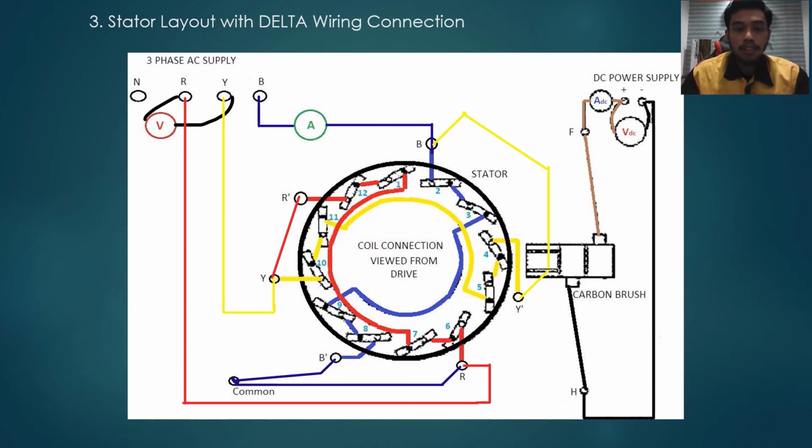For the blue phase, it will be connected in series with the ammeter, and from there you connect it to the input B phase here, and then to the two poles, which are 2 and 3. From the output of pole 3 it will be connected to poles 9 and 8, and then from the input of pole 8 you connect it to the B prime phase output, and then to the common, and after that it will be connected back to the R input phase. For the voltmeter, it will be connected in parallel with the R phase and Y phase.